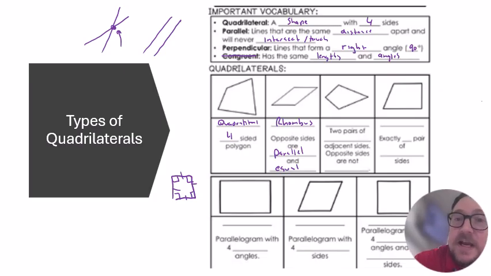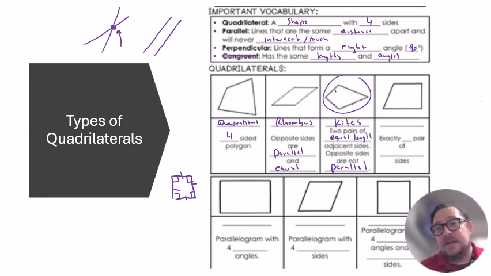All right, so what kind of shape has two pairs of equal length adjacent sides, but the opposite sides are not parallel? So it has no parallel sides. If you see a shape with no parallel sides and four sides, it's a kite.